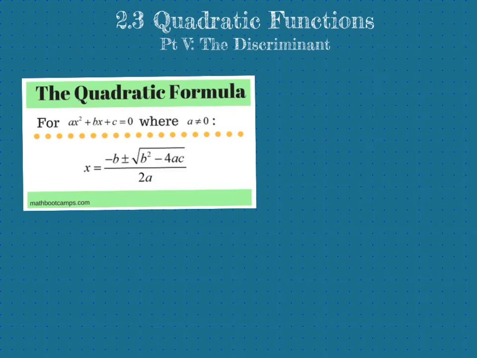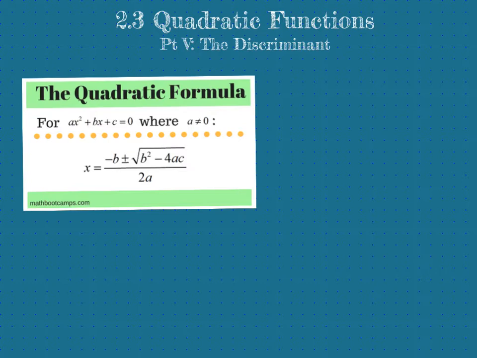Welcome to the final video of 2.3 quadratic functions. Here we will be discussing the discriminant, which is a part of the quadratic formula. So here we have our quadratic formula, which you've already taken notes on and watched part 4 of the video on. And this important part that's under the square root is called the discriminant.